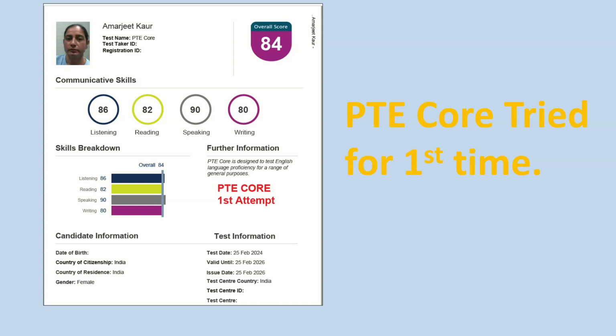So I just tried my hands on the PTE Core and this is what I got in the final PTE Core. 84 overall, 90 in speaking, 86 in listening, 82 in reading and 80 in writing.